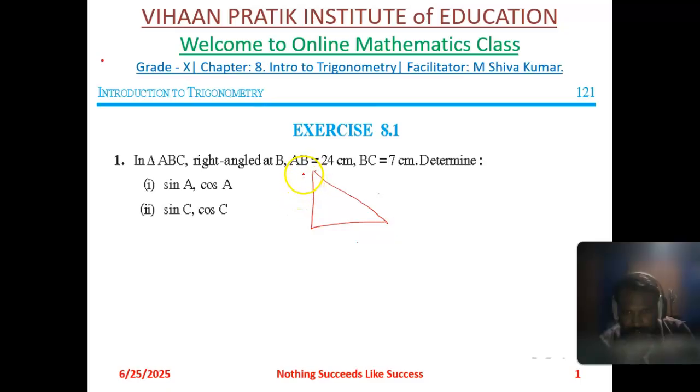So let's assume we are measuring with angle A. Let's assume this is C, this is B, and this is A. So all measurements are with respect to angle A. It is right angled at B, 90 degrees. Side BC is 7 centimeters and side AB is 24 centimeters. Now this is for bit A.